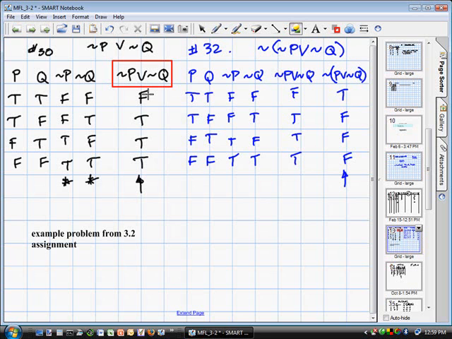So look at the first row. False, false. That's why that's a false. Only false when both are false. They're not both false, so it's not false. They're not both false, so it's not false. They're not both false, so it's not false. Final result, FTTT, truth table complete. So there's number 30.